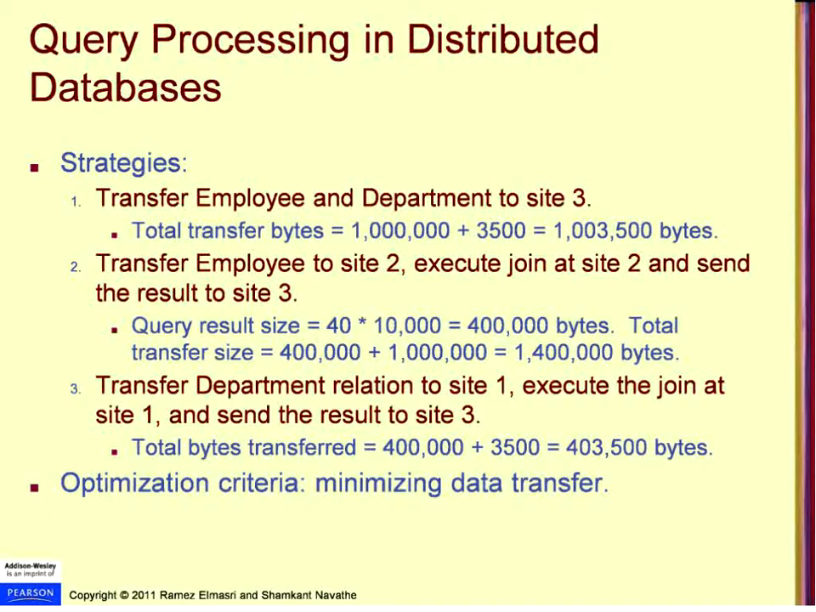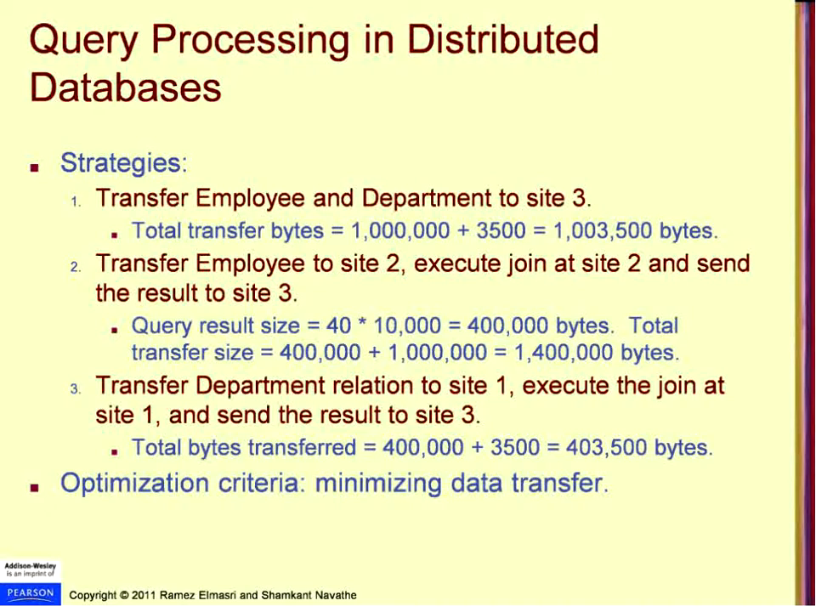The total transfer size is 400,000 plus 10 raised to the power 6, because this is the employee relation which you transmitted from site 1 to site 2, and this is the result size, because each result is 40 bytes long, so 40 bytes multiplied by 10,000 becomes 400,000 bytes. So the total transfer will be 1,400,000 bytes. Now the third strategy is to transfer the department relation to site 1, because the department relation is shorter in length. Execute the join at site 1 and send the result to site 3.